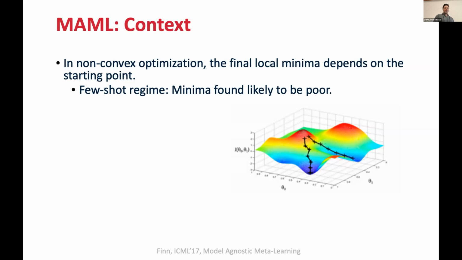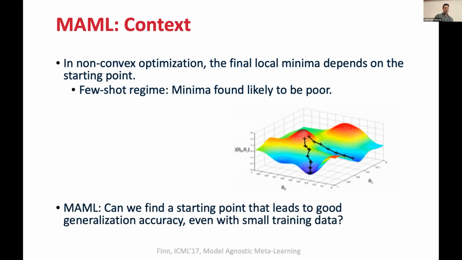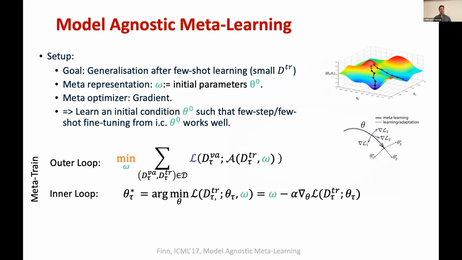So the context of MAML is that in non-convex optimization, such as the schematic here, you are going downhill on your training loss, and the final minima that you get to depends on your starting point. So if you start here, you arrive here. If you start here, you arrive here, etc. And especially in the few-shot learning regime, whatever minima you find is likely to be poor. So what MAML says is, can we reason about what's a good starting point and find a good starting point, which when we go downhill from that starting point, we arrive at a minima that generalizes well, right? So this is what MAML said all the way 5 years ago now. Time is flying, in ICML 17, 6 years even.